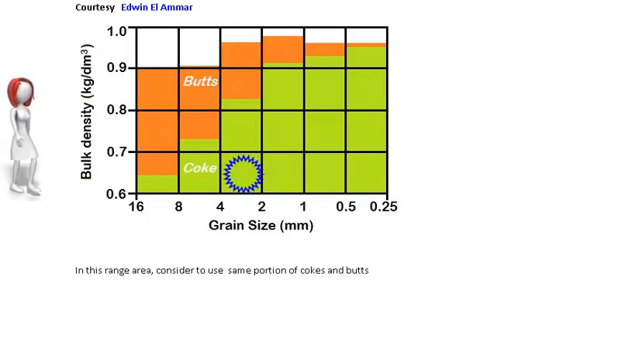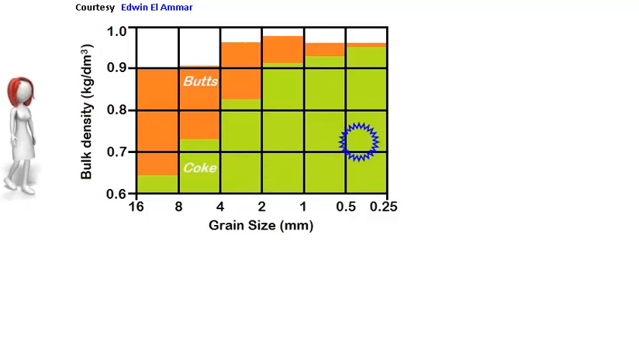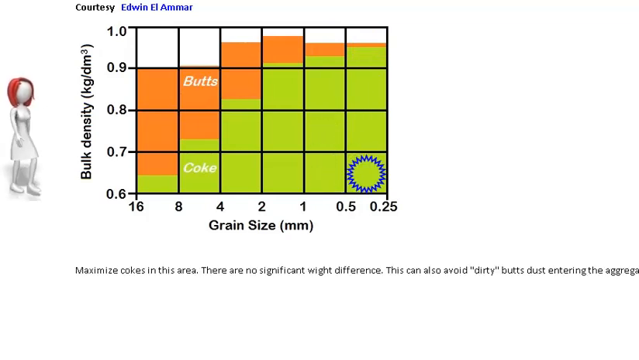In this range area, consider using the same portion of cokes and butts. Maximize cokes in this area. There are no significant weight differences. This can also avoid dirty butts dust entering the aggregate.